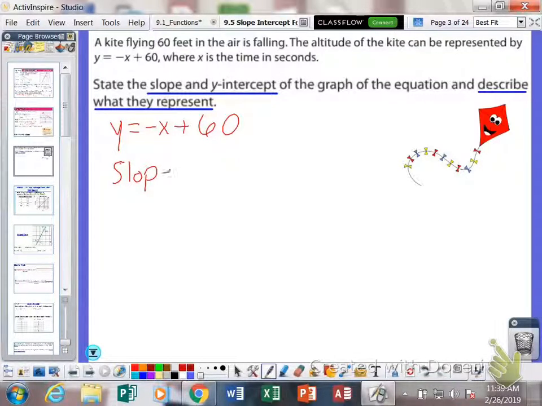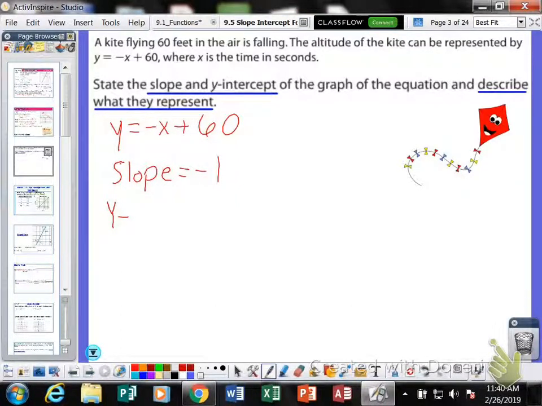Our slope in this case would be our m. It would be a negative 1, because that 1 is understood to be in front of that x, and our y-intercept would be 60. Okay, that is our b term here.